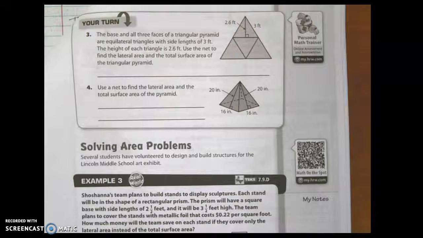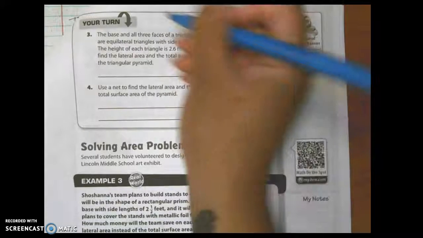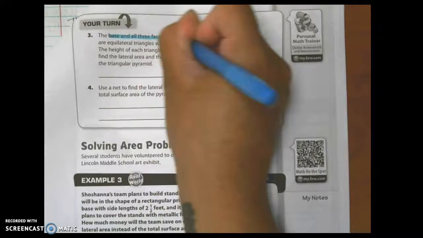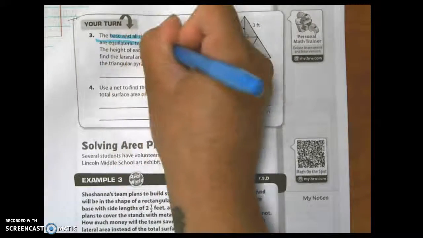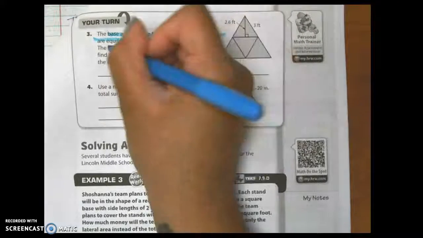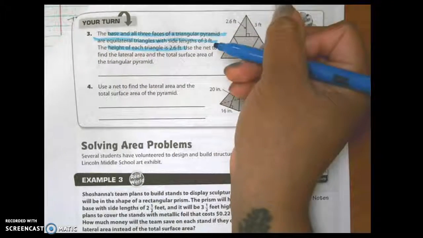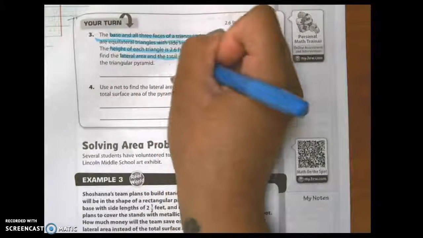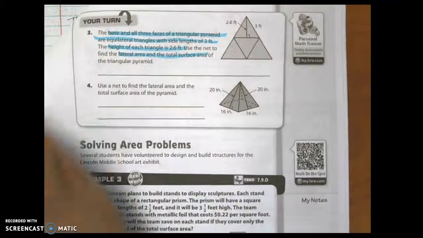Okay, continuing on to question number 3. It says the base and all 3 faces of a triangular pyramid are equilateral triangles. That's important, so underline it. With side lengths of 3. The height of each triangle is 2.6 feet. Use the net to find the lateral area and the total surface area of the triangular pyramid.